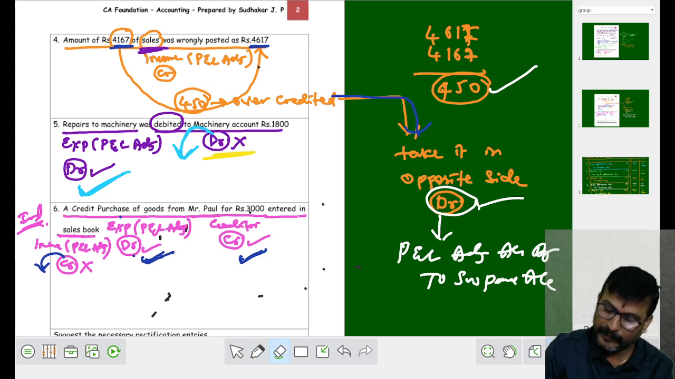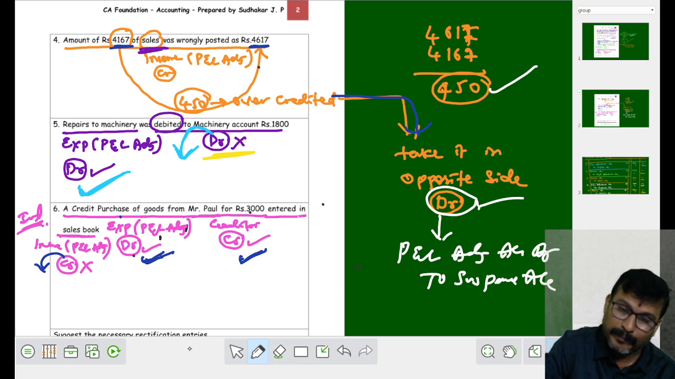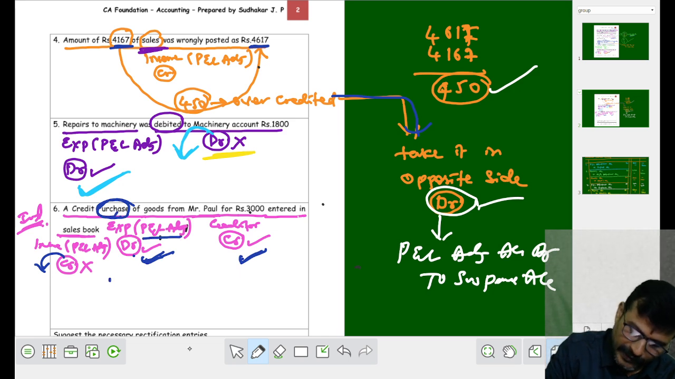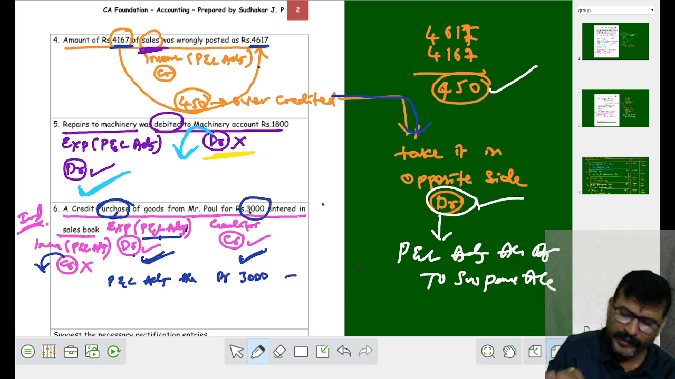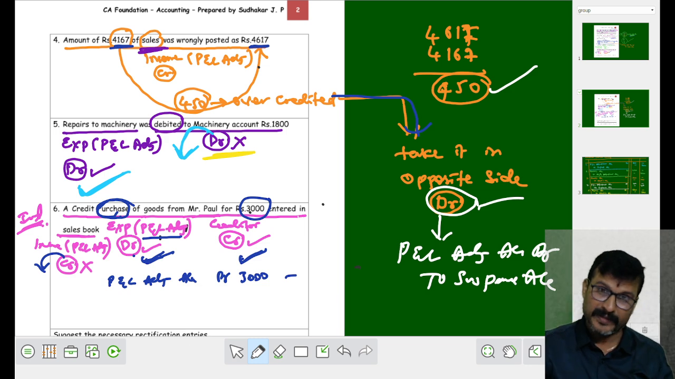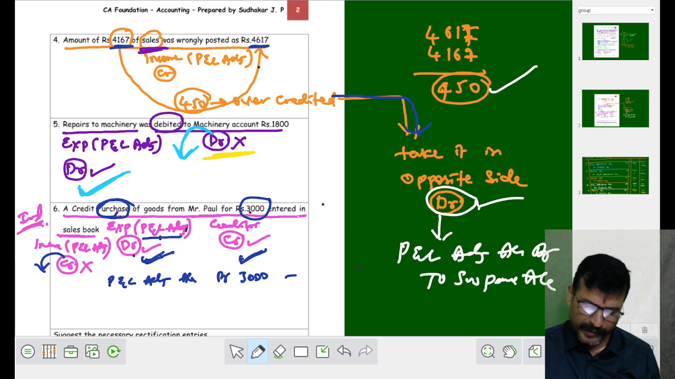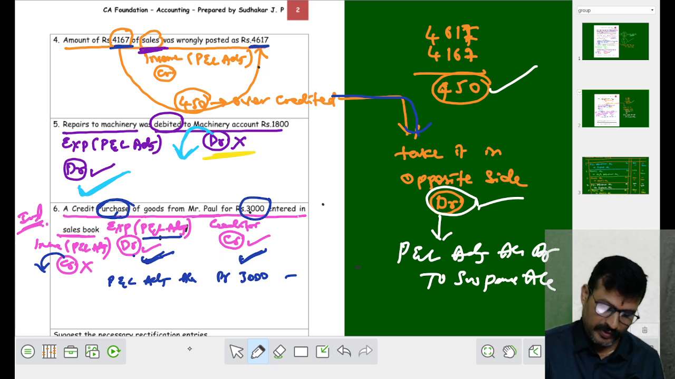Let me write here. See how I will make the entry. Here only I will write first. Now when you write correct in the same place, instead of purchases, my dear student, what do I have to write? P and L adjustment account debit with an amount of rupees 3000. Fine. Purchases means expenses. In the place of expenses use P and L adjustment. P and L adjustment account debit 3000.